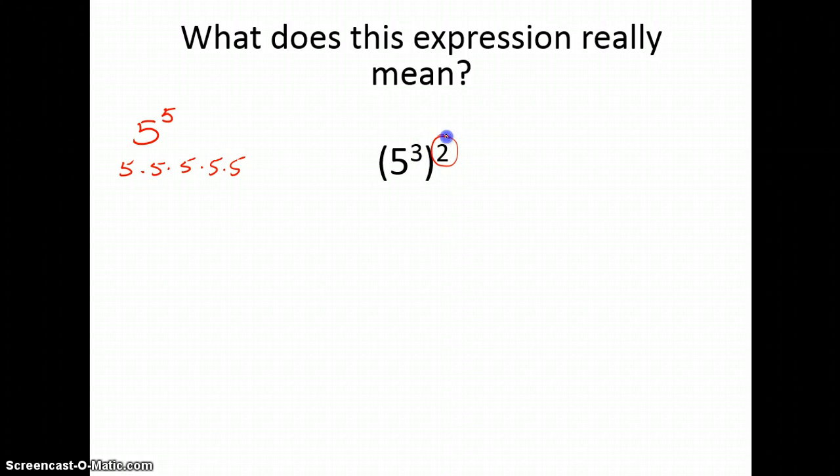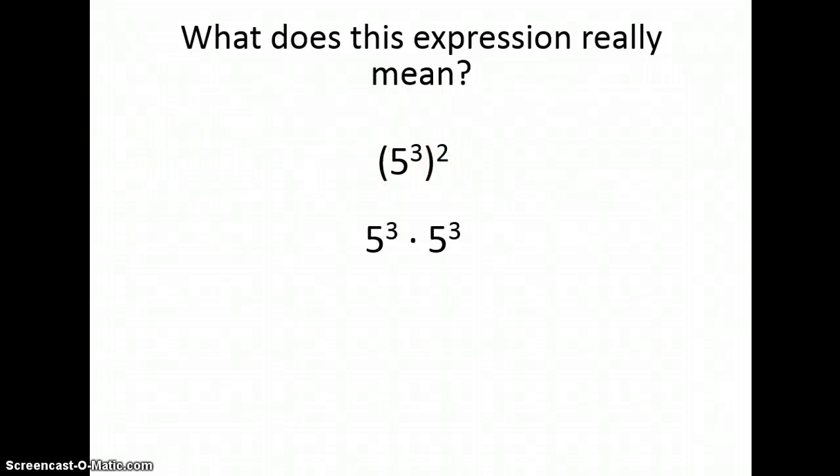If I have a 2 as my exponent out here, and everything inside this parentheses is being raised to the second power, that means I need to repeat, or my base now is 5 to the third power, and I need to repeat that 2 times. So really this is saying 5 to the third power times 5 to the third power.